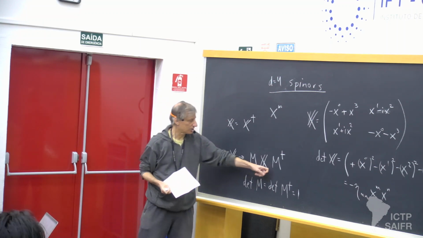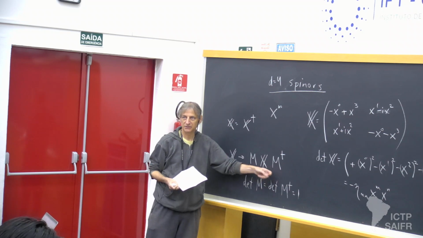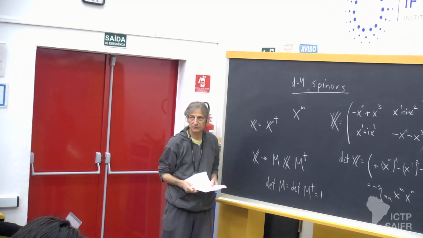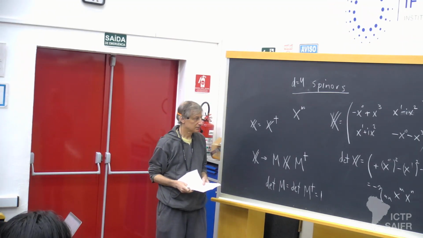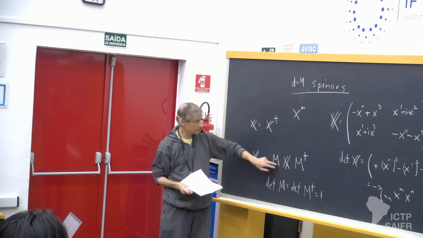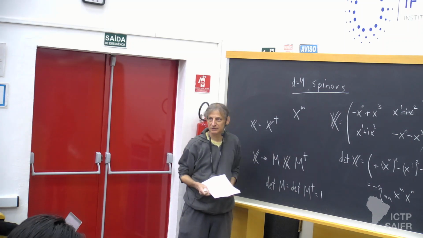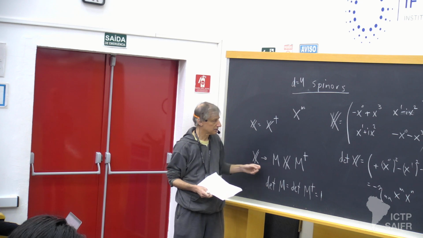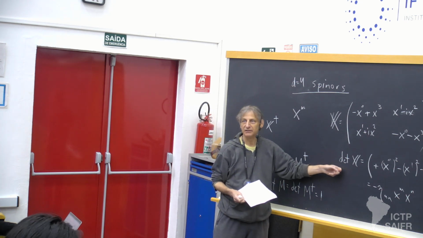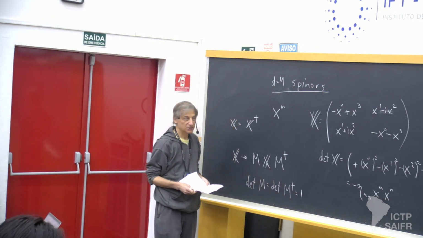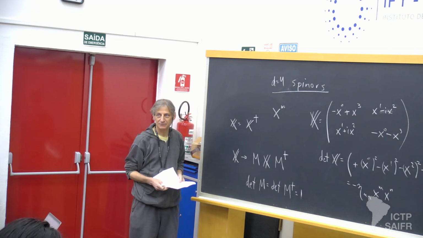And obviously, this is also Hermitian, because if I take the Hermitian conjugate of this, and X is Hermitian, it's also Hermitian. So M is going to transform the X's. It's not going to leave the matrix invariant, but it's going to leave the determinant invariant. So this is a Lorentz transformation.